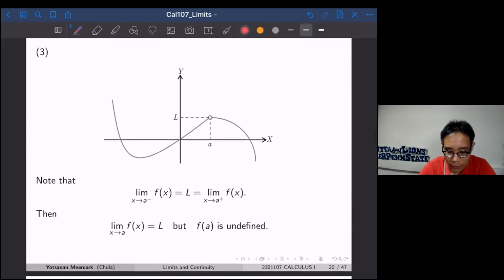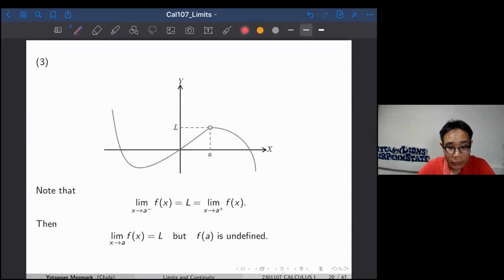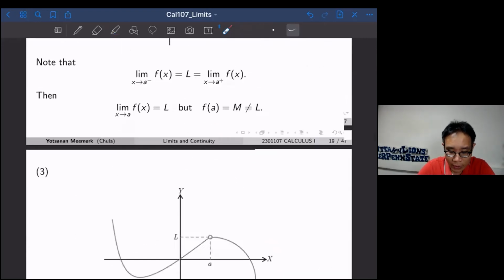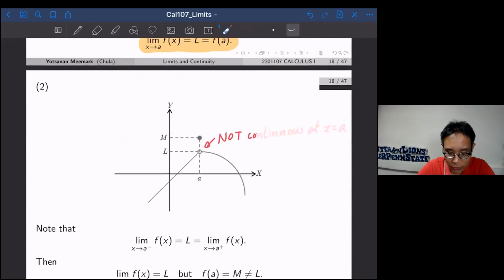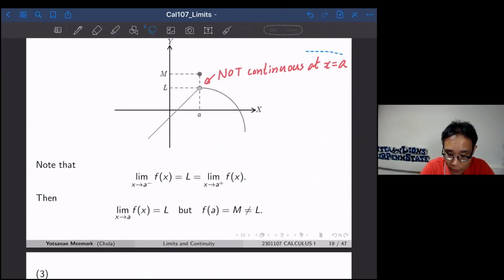And for number 3, you see that the function has a limit at x equal to a: the limit from the left equals L, and the limit from the right equals L. However, the situation here is that f(a) is undefined. So you don't have the value m as before, and the value m is not here, so it's not continuous. So this one also is not continuous at a. Let me just copy.